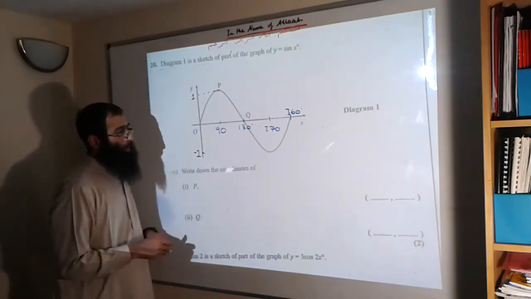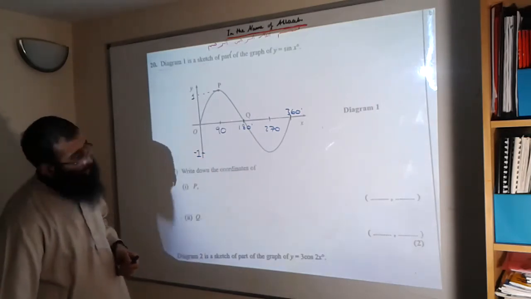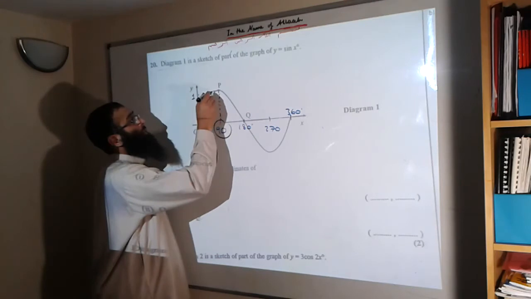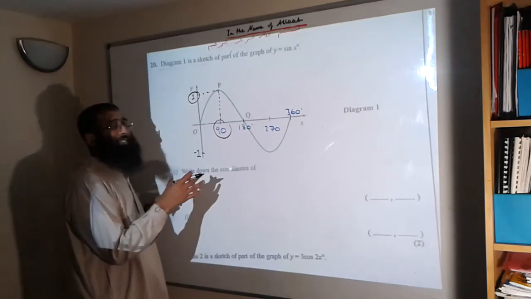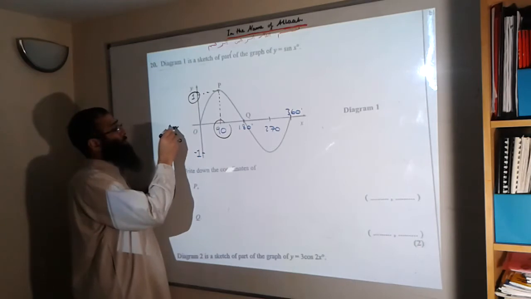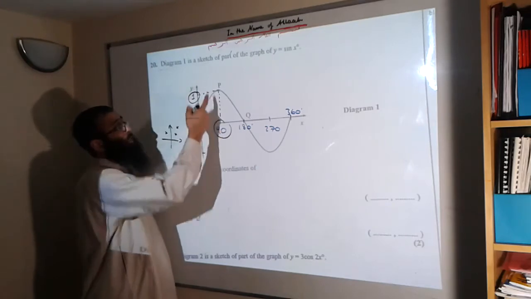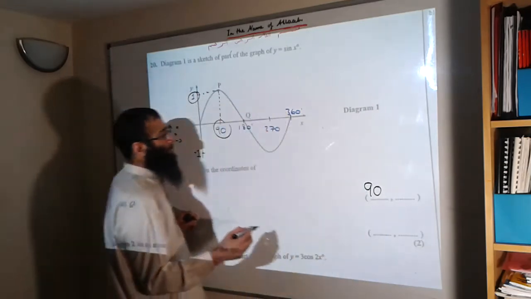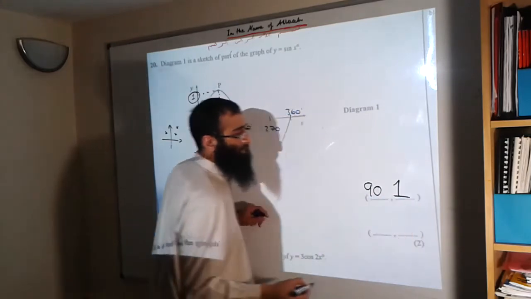Question says, write down the coordinates of P. Once we've done that, coordinates of P should be straightforward. So coordinates of P are here. First of all, we'll do coordinates again, even though it's not your standard Cartesian coordinates, we have x values and y values, and they're plotting points. It doesn't look like that, but it actually is a graph where we have x values and y values. So the first x value is 90. So 90 along the x, and P will be 1 along the y. So that's the answer for the first question.